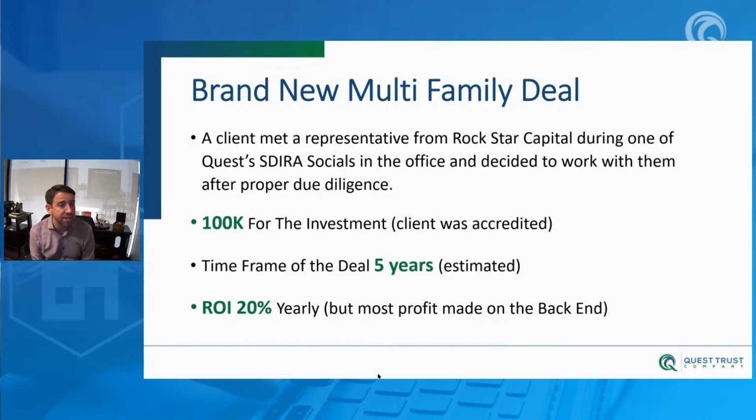Now, in order to do so, he did have to be accredited. What does that mean? You have $1 million in assets, pretty much, right? So not necessarily $1 million in cash, but $1 million in assets. Unfortunately, that's not even that much nowadays when you think of just the average home being 400,000 and up.